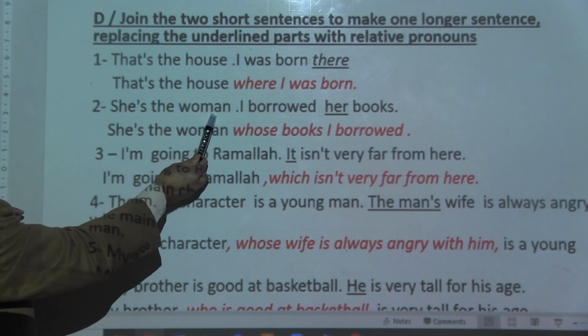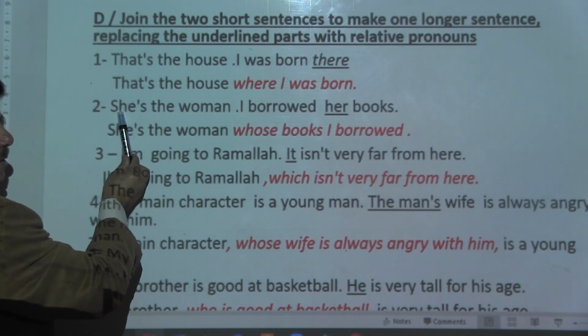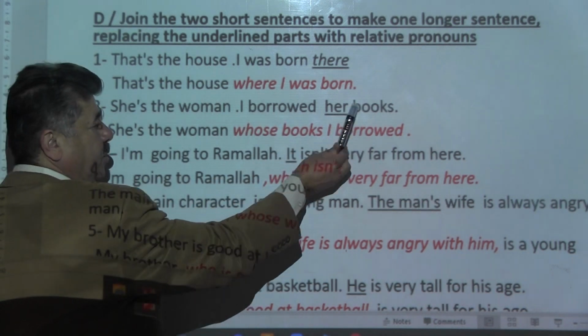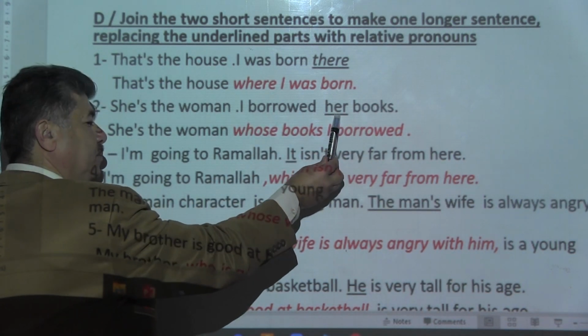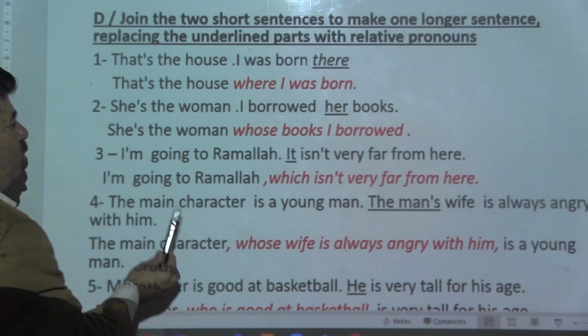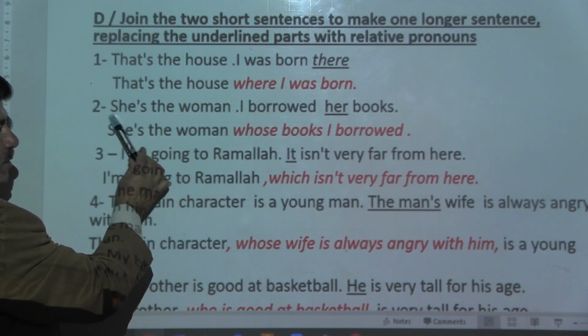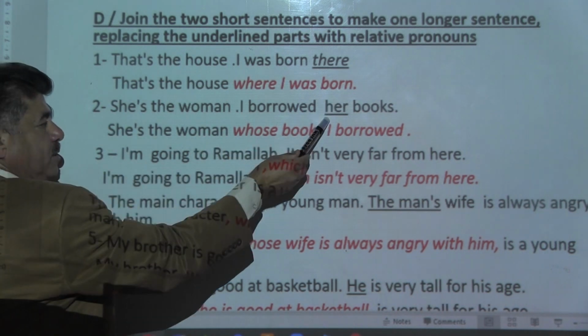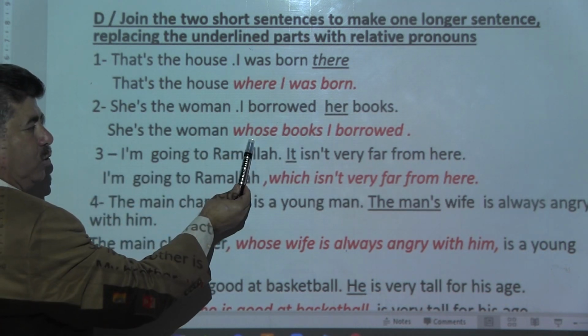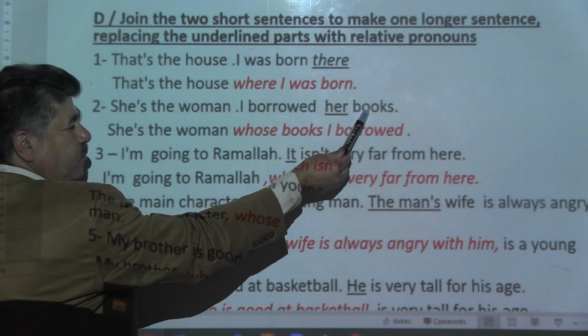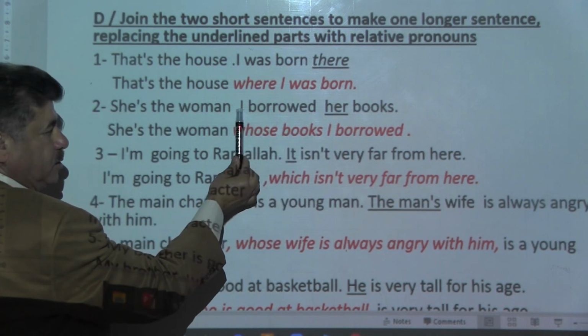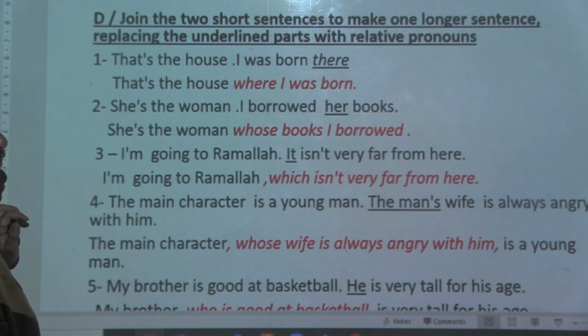She is the woman. That's the first simple sentence. I borrowed her books. Notice here it's a possessive adjective. So when I want to join them together, I say she is the woman, the first sentence as it is. Because this is here a possessive, I replace it with whose. And whose is immediately followed by the noun. Whose books, then you complete I borrowed.